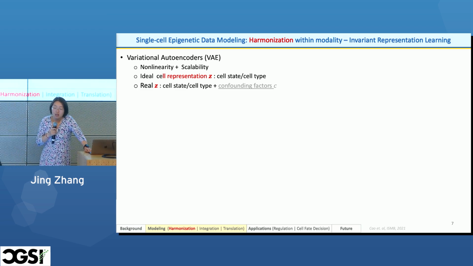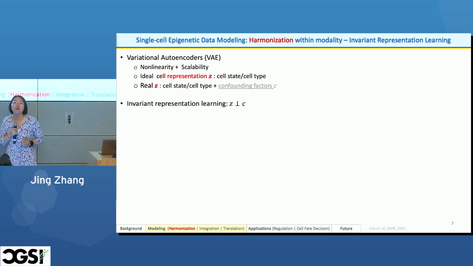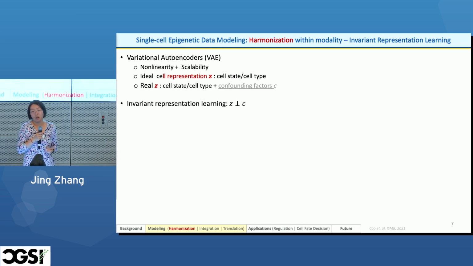And we want to extract the ideal cell representation Z that only represents cell states instead of different cell types. But in reality, if we use the vanilla version of variational autoencoders, the cell representation Z usually incorporates cell states information and the confounding factor information. So our intuition is very straightforward. How about we try to force the cell representation Z to be independent of the known confounding factor C? How do we do that?